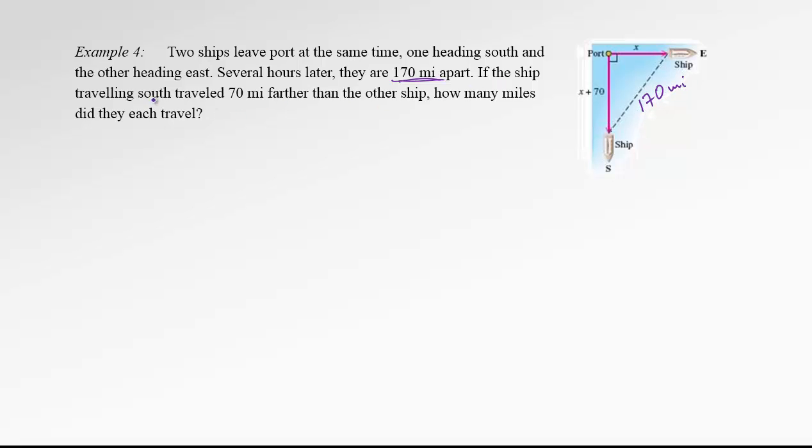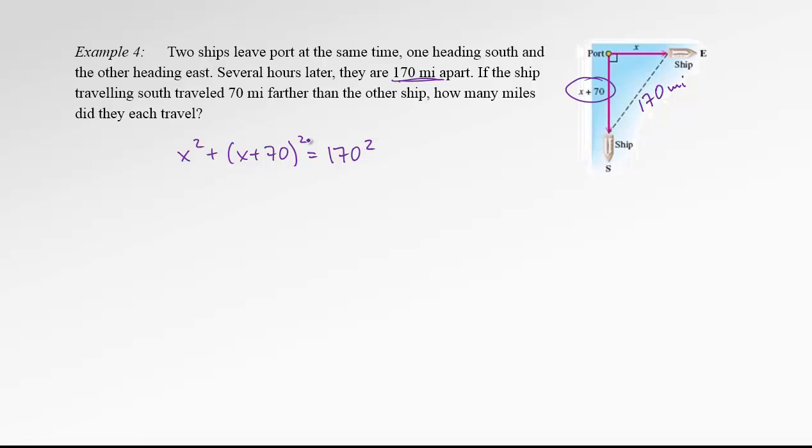We also know that the ship traveling south is 70 miles farther than the other ship, so if the distance of the first ship is marked by x, the distance of the south ship will be the same x plus 70 miles. So the diagram gives us already the expression representing the other distance. Okay, we can use this information and set up Pythagorean equation. We have x squared plus (x plus 70) squared equals the hypotenuse squared, which is 170 squared.